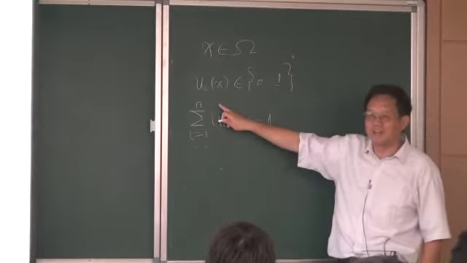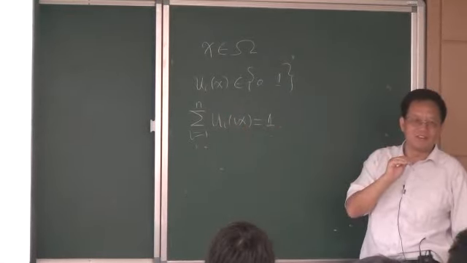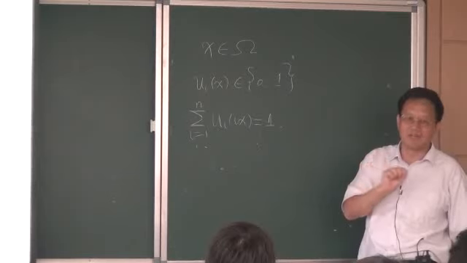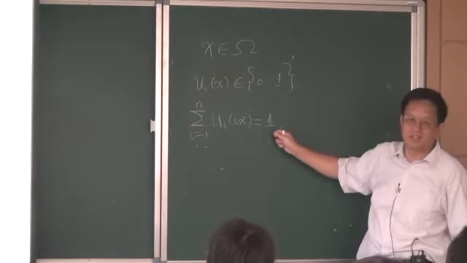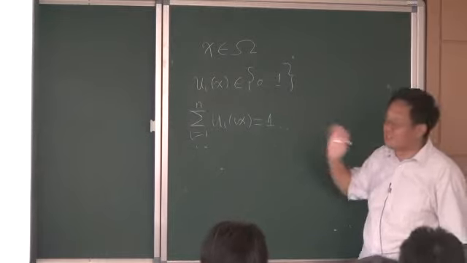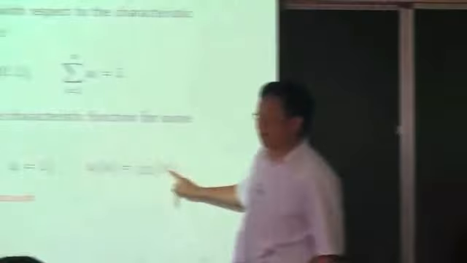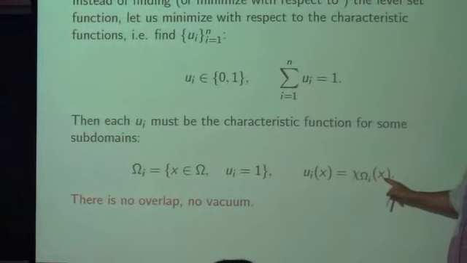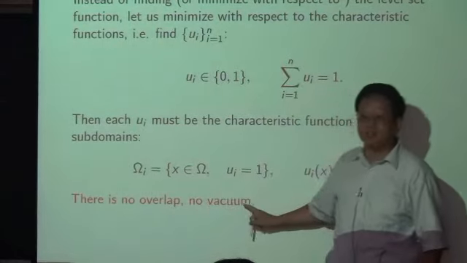each ui is a characteristic function of a region. Right, so there will be no overlap and no vacuum if those two conditions are satisfied. If this is the case, each ui will be the characteristic function of some region. And due to this condition, there is no overlap, there is no vacuum.